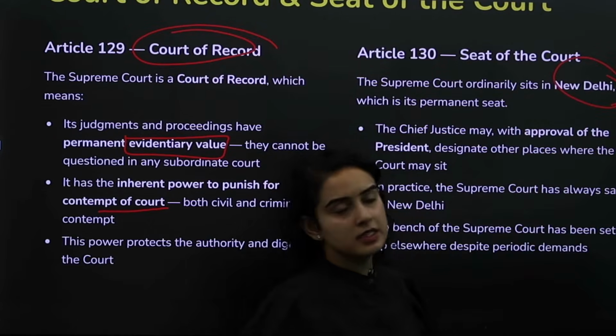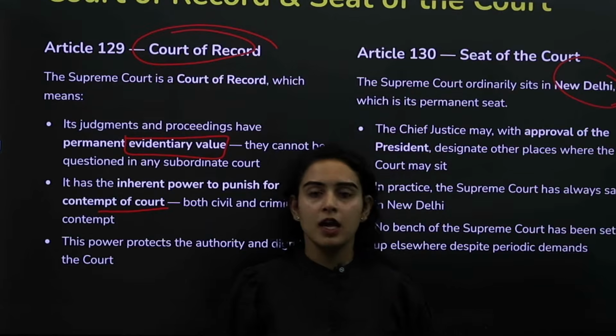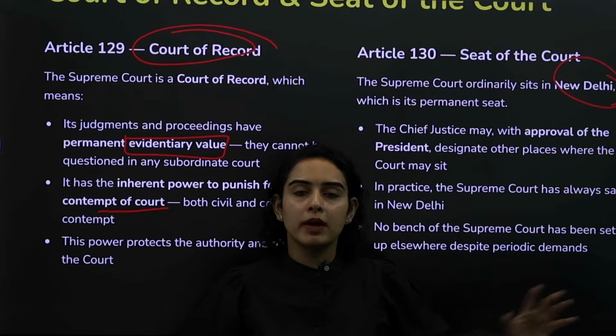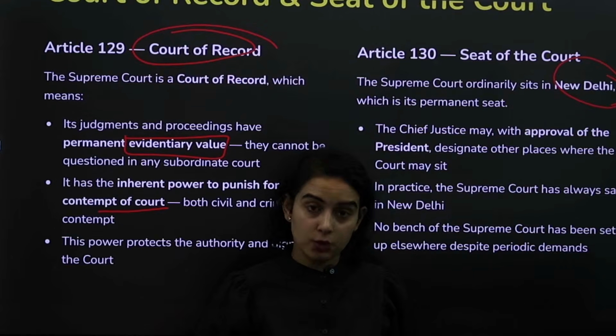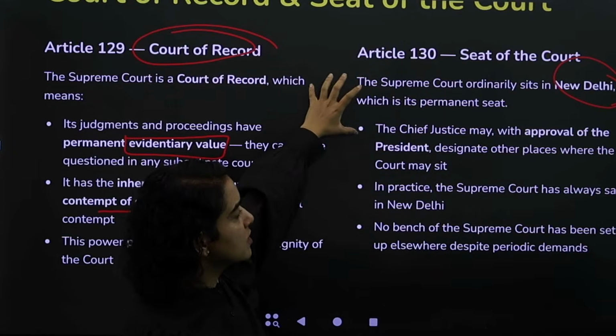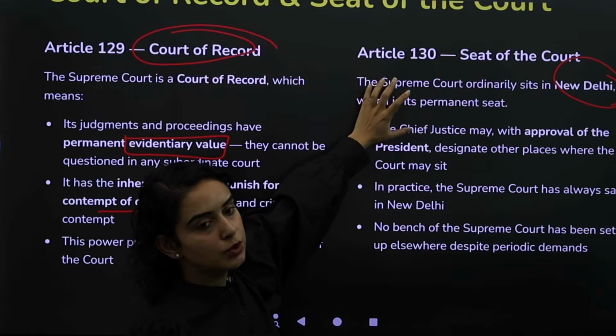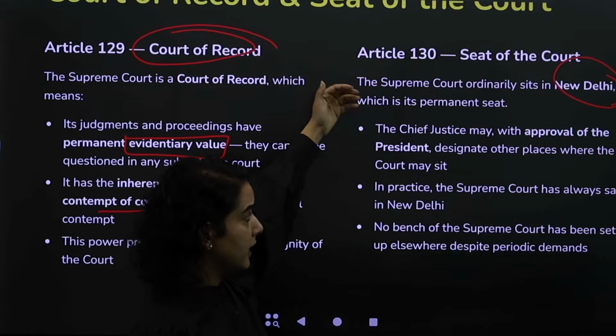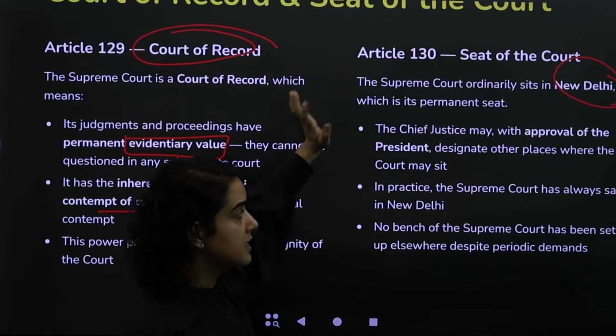Of course, we know this thing. Supreme Court is only one and that is in New Delhi. There are no multiple Supreme Courts. We have multiple High Courts for sure, but there is only one Supreme Court, and the seat of the Supreme Court is going to be in New Delhi and that's the permanent seat.